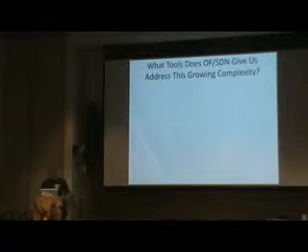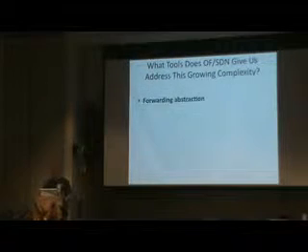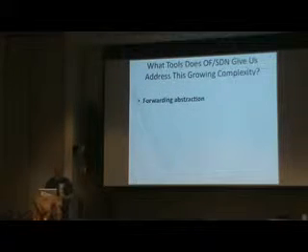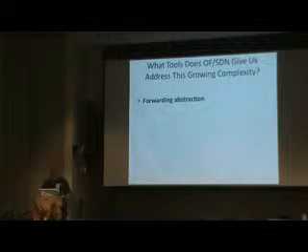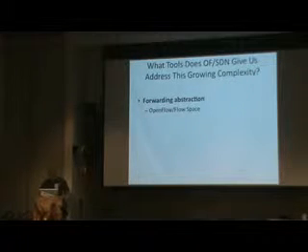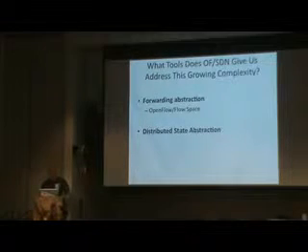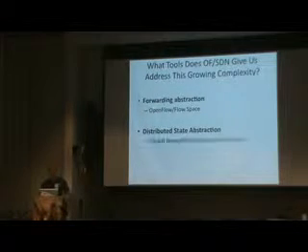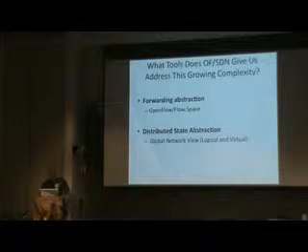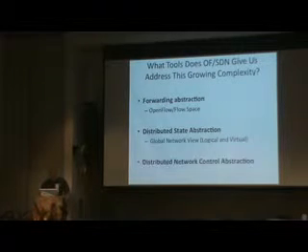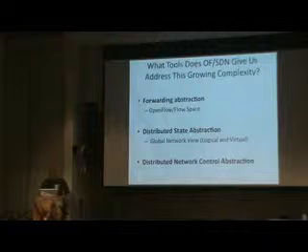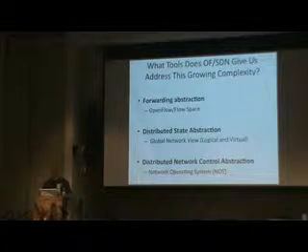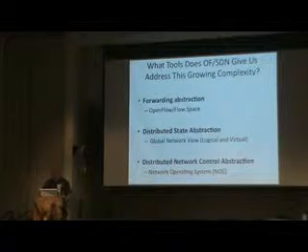So what tools do we have, and what do we get from SDN OpenFlow to address all of this? Well, we've seen all this today, but I'm just going to try to reframe it this way. We have the forwarding abstraction. That's OpenFlow or the flow space, or however you want to look at it. We have distributed state abstractions. This is a global network view, logical or virtual. And we have a distributed network control abstraction, NOS or whatever we want to call it, control.